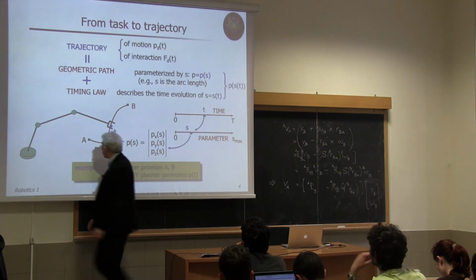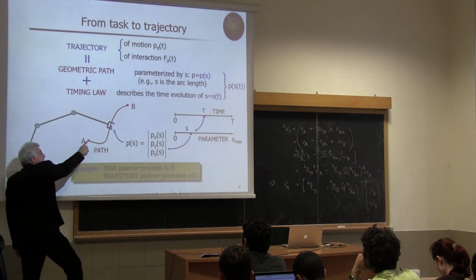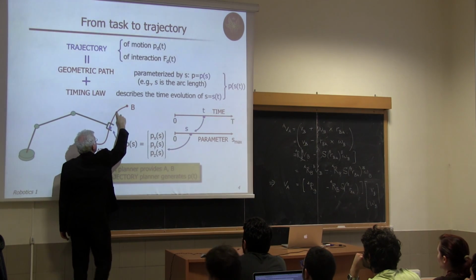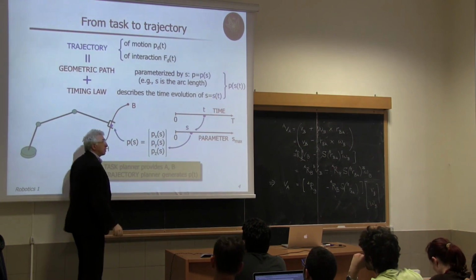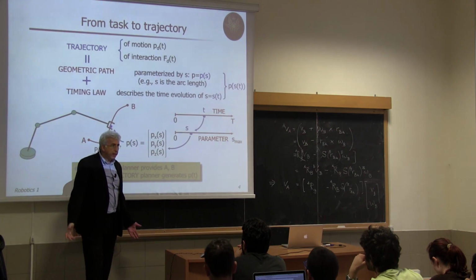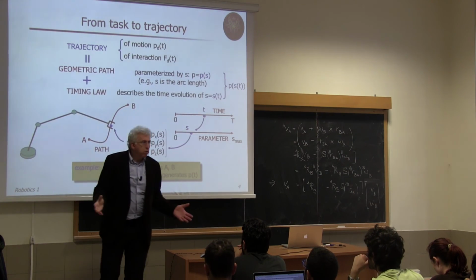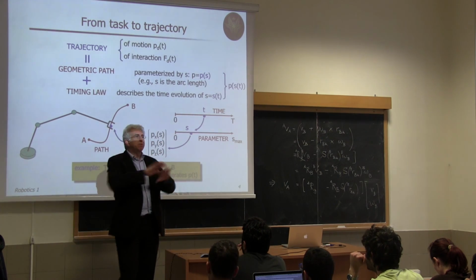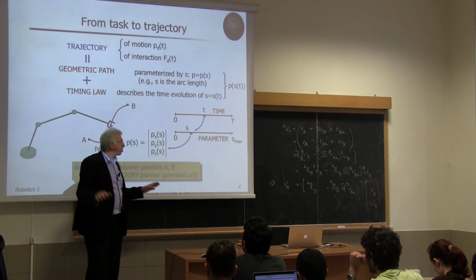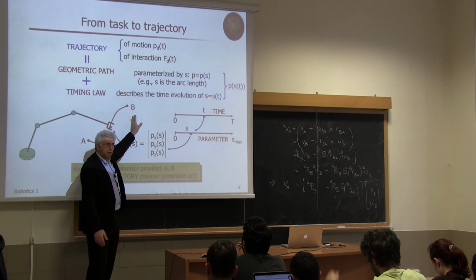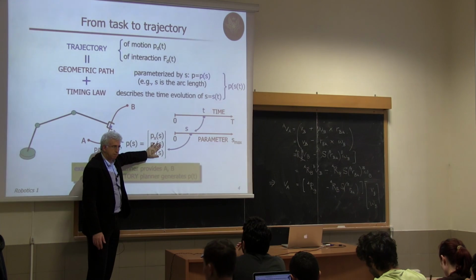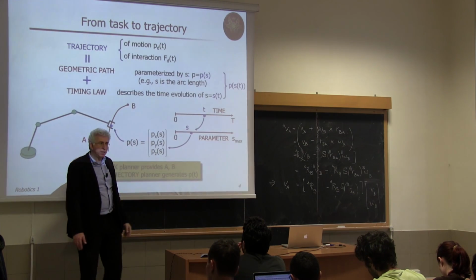When S is 0, I'm at the initial point. When S increases, I'm tracing this path until S max, and I will be in B. Okay? Now, how fast do I go? Do I stop? Do I reverse? Nothing is said. It's just the geometrics of the path described by this. Okay? Parameterized. And I can use several parameters.